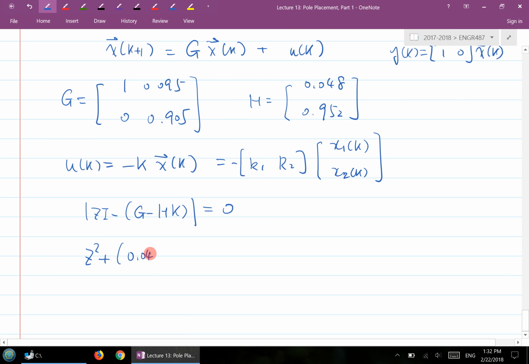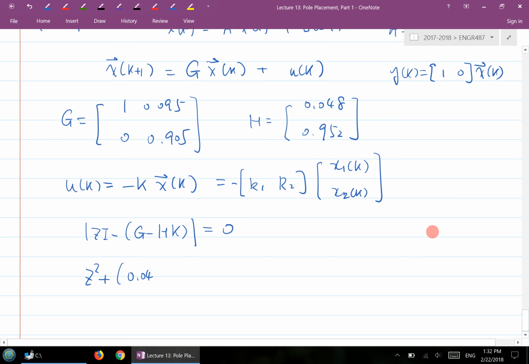If in the equation u of k is equal to negative k times x of k, is it supposed to be x of 0 here? No, this is a feedback, right? This control in general is always negative k times x of k. And you plug this one into here. Oh, there's H here. You plug in the u over here, and you get your closed loop.